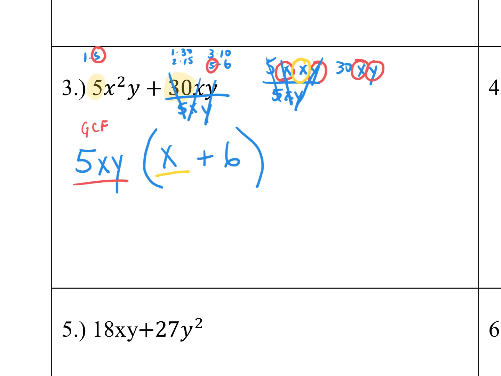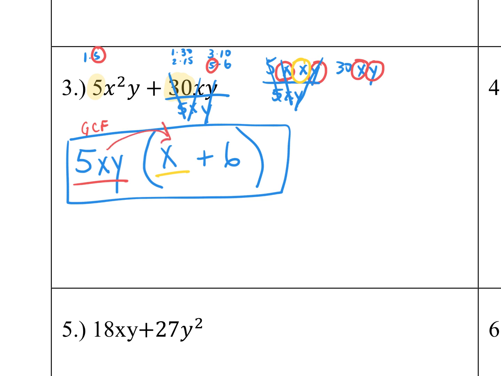Okay, so this is my final factored out equation. If I were to multiply everything out and I did 5x times x, I would get 5x squared y. If I did 5xy times 6, I would get 30xy. Oh, look at that. It matches the original equation. So we know we did this correctly.